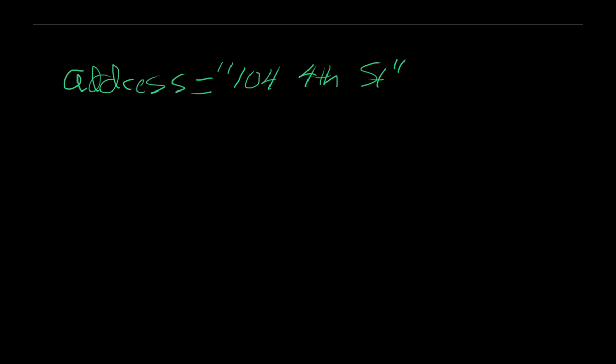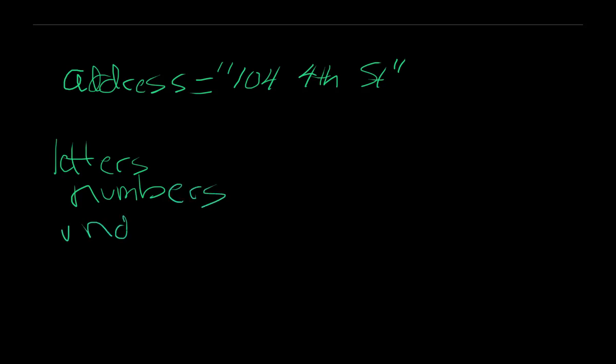I have it in quotes, and it includes the characters 104 space. Space is a character. It gets stored just like the other characters. 4th space st. So that's the value of my string address. And when we're naming our variables, like address is the name of a variable, in Python 3 we can only use letters, uppercase and lowercase. We can use numbers, and we can use the underscore.